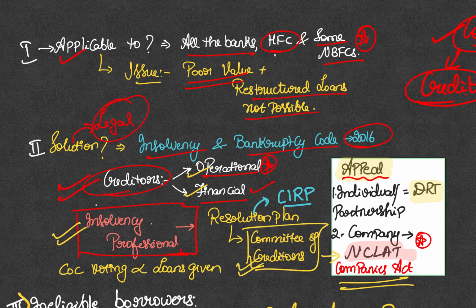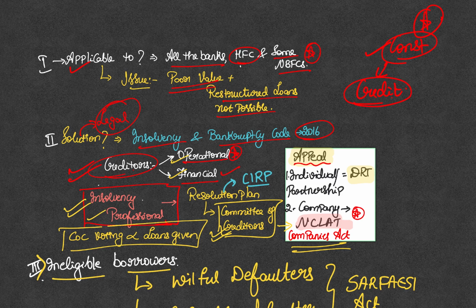And if there is an insolvency petition, an insolvency professional will be appointed, and there will be a committee of creditors. Now, the composition and their voting power will completely depend on how much loan each bank gave. Let's say, for example, if 66% of the loan is given by SBI and a bank like ICICI gave 33%, the voting percentage will also be in this same percentage.